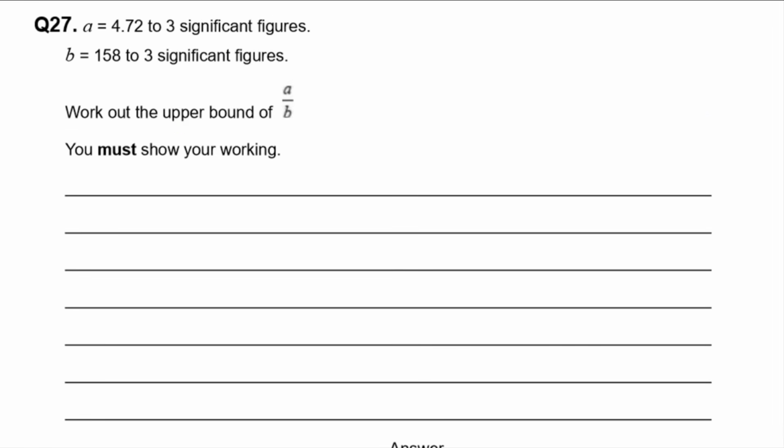Okay, right, question 27. A is 4.72 to 3 significant figures, B is 158 to 3 significant figures. Work out the upper bound of A over B. I'll show you working. So a very similar question. I'm going to start off by working out the bounds for A and then of B.